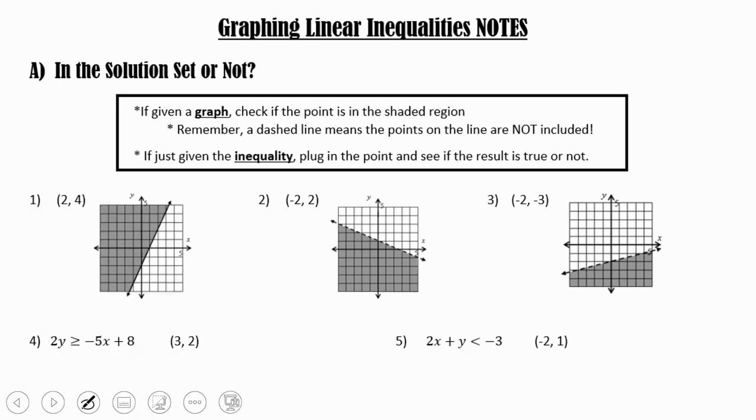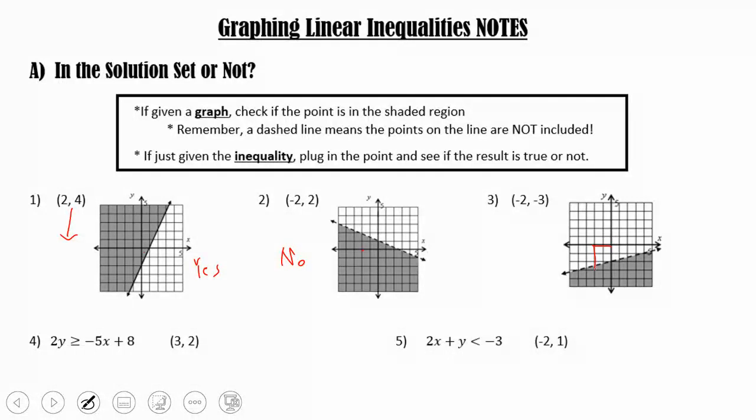So this question is asking if these numbers are in the solution set. So you just plot the point. I'm going to plot this point, 2, 4. If it's there, in the shaded region, I just say yes. Negative 2, 2. That's right on the line, and since the line is dashed, I would say no.